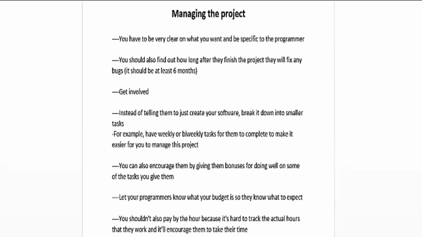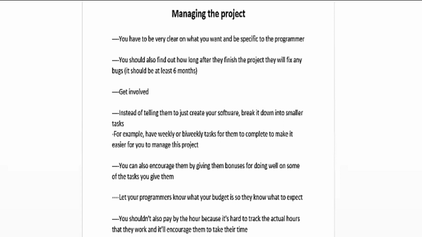Okay, so for example, you can have weekly or bi-weekly tasks or goals for them to complete to make it easier for you to manage this project. Okay, and you could also encourage your programmers or coders by giving them bonuses for doing well on some of the tasks that you give them.